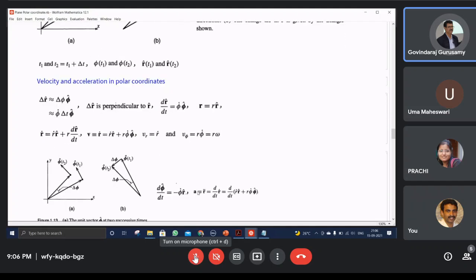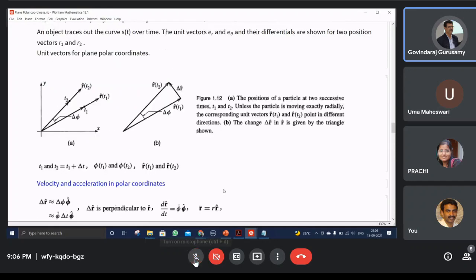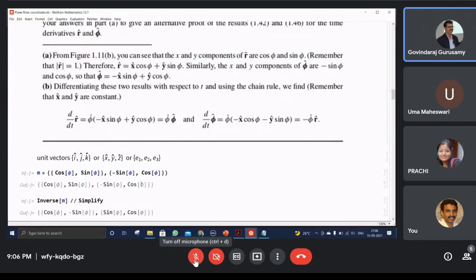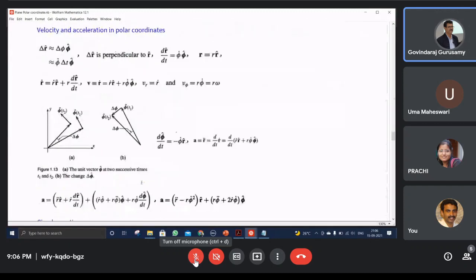Are they perpendicular or not? They are unit vectors of the polar coordinate. They should be perpendicular, and that can be checked. And how do you check that? We already have r cap and phi cap here. Take a dot product of that and check whether it goes to 0 or not. It should go to 0.